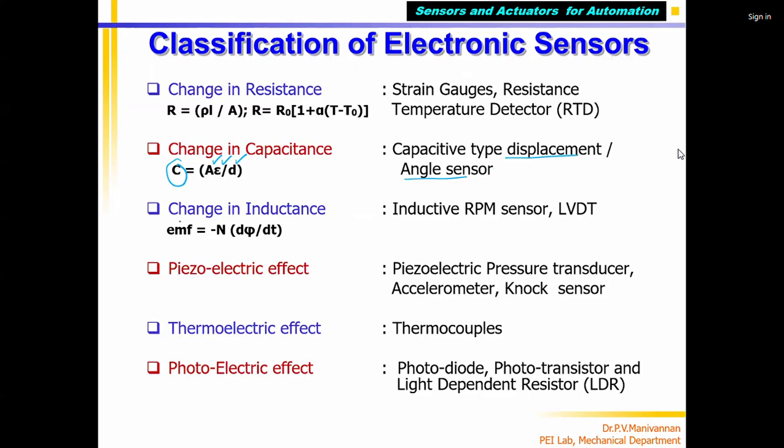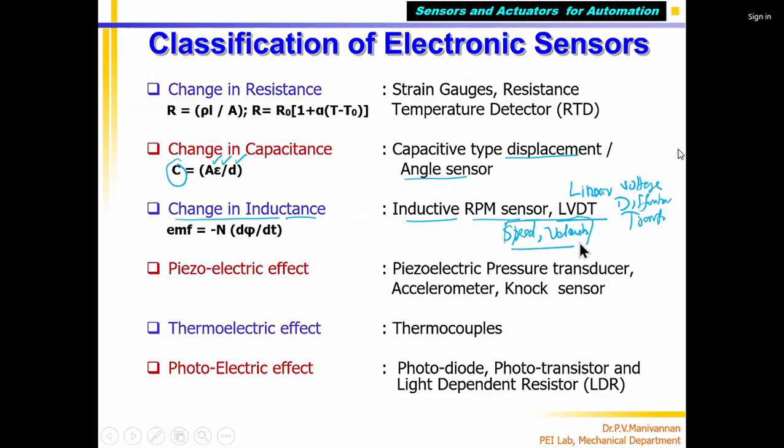Then the third type is called a change in inductance. This is called inductive type sensors, which is used for measuring the RPM, inductive RPM sensor, or LVDT, which is called linear voltage differential transformer. Both of these are used for displacement measurement, and the inductive sensors can be used for measuring displacement or speed, the speed or velocity of rotating objects. All this can be measured using an inductive sensor.